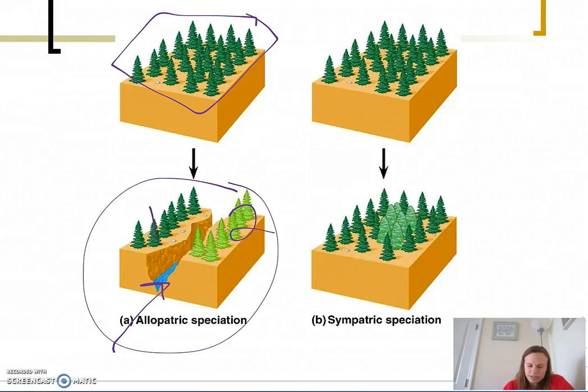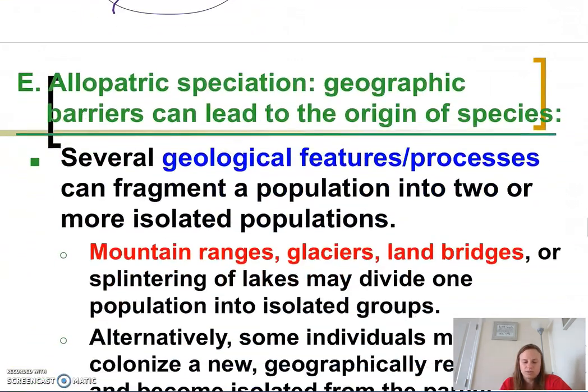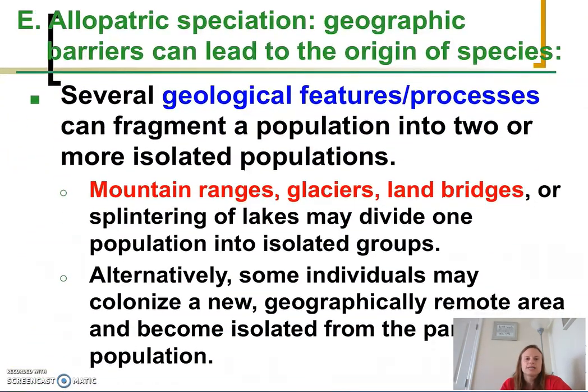But in sympatric speciation, do you see how I have this species that has appeared kind of in the middle of the parent population? That's an example of sympatric speciation. And that occurs when there is a change in chromosome number. But let's take a detailed look at allopatric speciation, and then we'll take a detailed look at sympatric speciation.